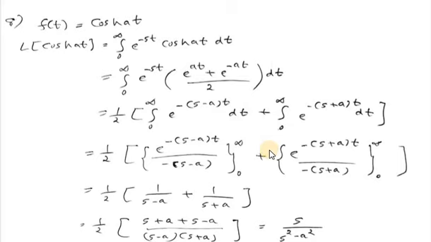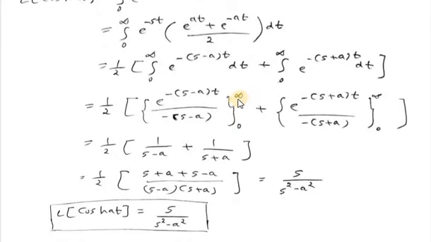And after this plus sign, the integration of e raised to minus of (s plus a) t with respect to t, the answer is e raised to minus of (s plus a) t divided by the multiplier of t, that is minus of (s plus a), and the limit is from 0 to infinite. So for the upper limit infinite it will become 0, and for the lower limit it will become e raised to 0, the answer is 1, and minus minus is plus, so the result is 1 over s minus a. Now similarly, if you simplify this one, then you will get 1 over s plus a.